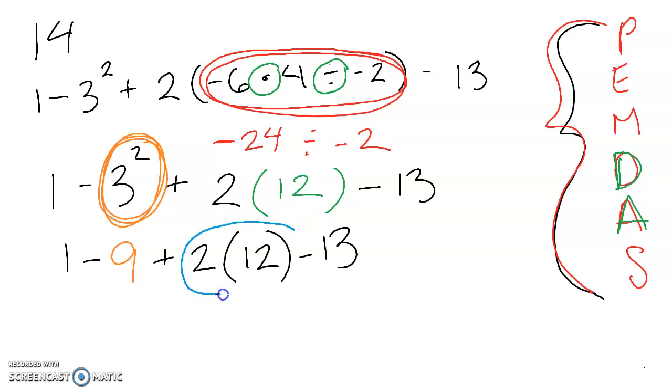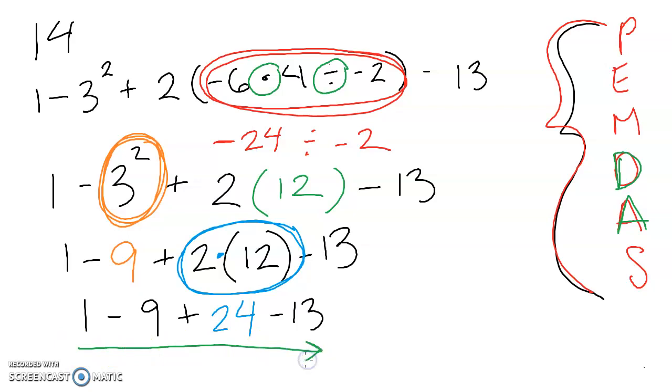So the next thing we are going to do is actually this piece, because there is what's called the implied multiplication right there. That means there's not technically a multiplication sign written there, but you need to treat it like it's there. So this is 2 times 12, which is going to be 24. And then you have minus 13, you're adding 9, you have that. Okay, so now we go in order from left to right with our subtraction and addition. So 1 minus 9 is going to be negative 8.